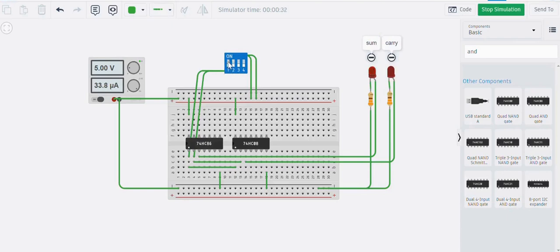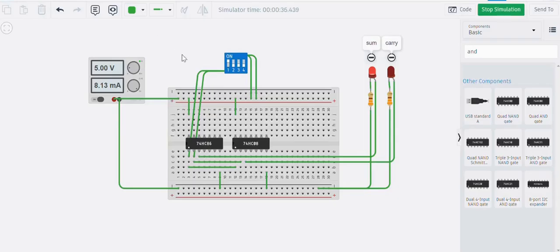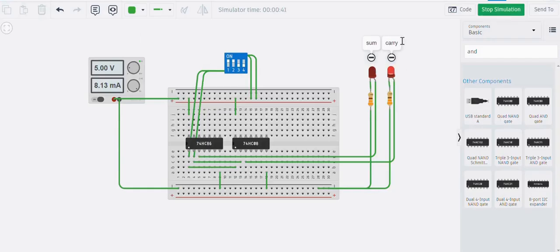Then for the input 1 0. So 1 0 means the same thing, sum is 1 and carry is 0. So again this sum LED is glowing. And when we are placing both inputs as 1 1, now we are getting carry as 1 and the sum as 0. So it has been verified from the truth table. We have made the circuit clear, and this is how it is working. So this is a basic model of how the circuit of the HalfAdder works.